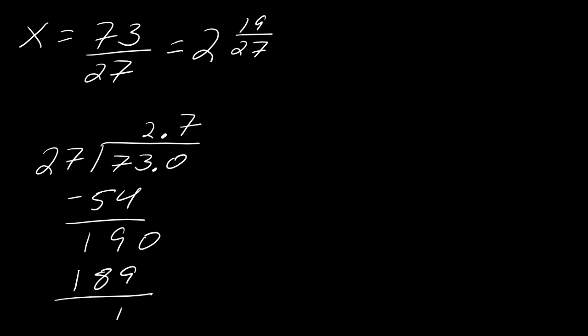And so then, is this a good enough decimal? Well, it just depends. I could go ahead and add in another 0, bring that down. How many times does 27 go into 10? That would be 0 times. So then I'm going to add another 0. How many times does 27 go into 100? That would be 3 times. And you could just continue on this calculation for as long as you need. So just a quick review if you need that.